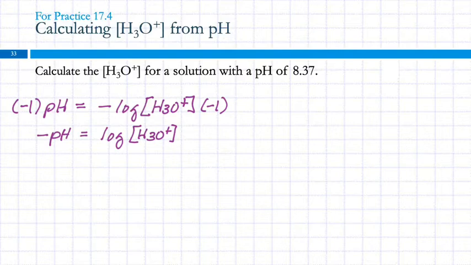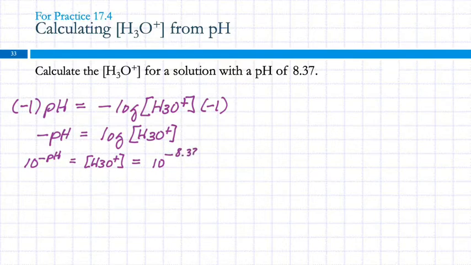And what's the opposite function of logarithm? 10 to the x. E is natural log. So I'm going to take the anti-log of both sides, and I'm going to end up with 10 to the negative pH is equal to the hydronium ion concentration. So the hydronium ion concentration is equal to 10 to the negative 8.37.